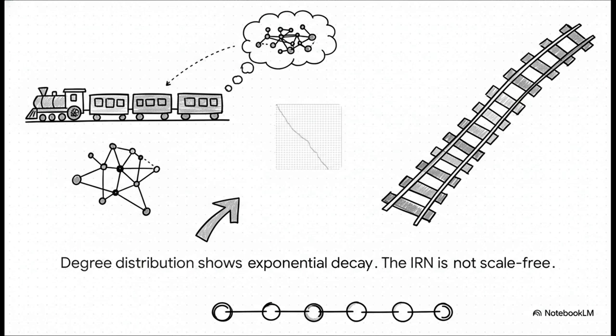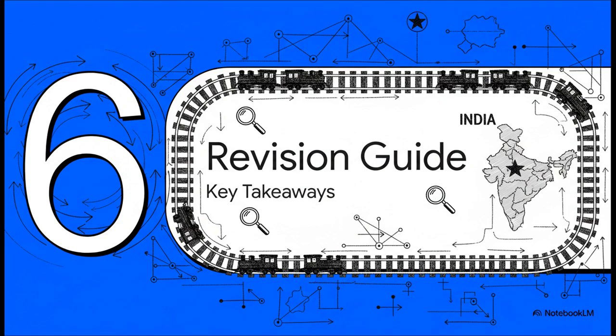Now that tells us something really important. The Indian Railway network is not a scale-free network. You see, a network like the internet is scale-free. It has these massive hubs like Google that almost everything connects to. The railway system is different. It spreads the load more evenly, which probably makes the whole system much more resilient if a major station goes down.